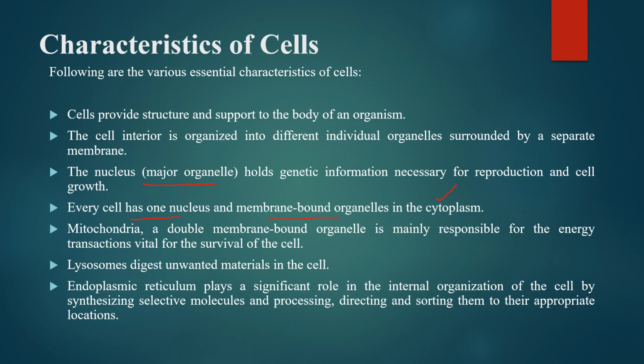Then mitochondria is the power of the cell which provides the energy in the form of adenosine triphosphate. This adenosine triphosphate is produced by the mitochondria. Then lysosome is present which digests all the unwanted material of the cell. Then endoplasmic reticulum is also present. So we will study all these organelles in detail.